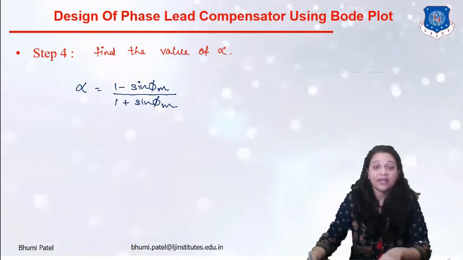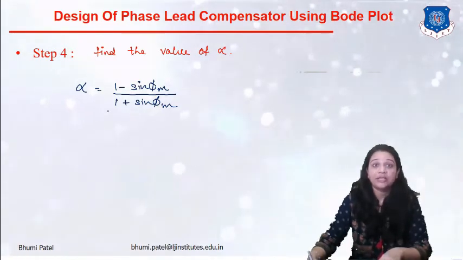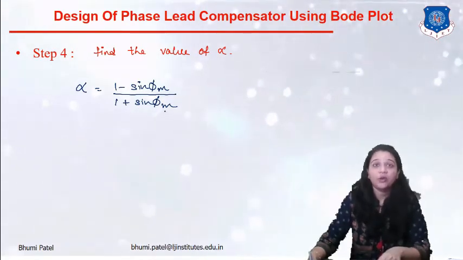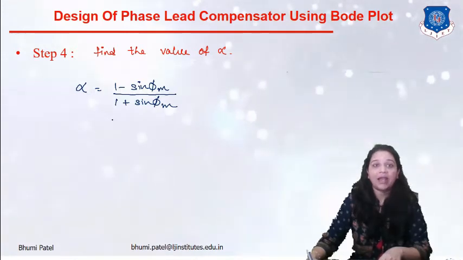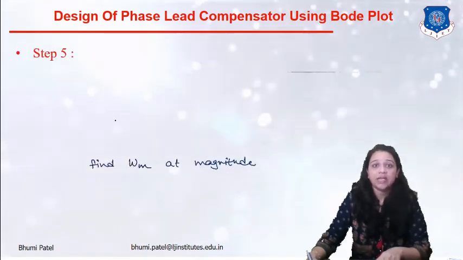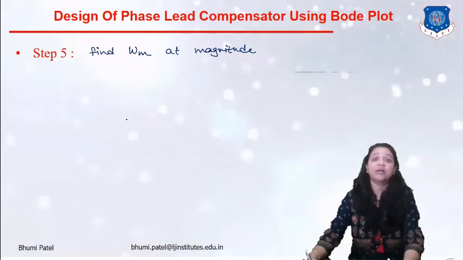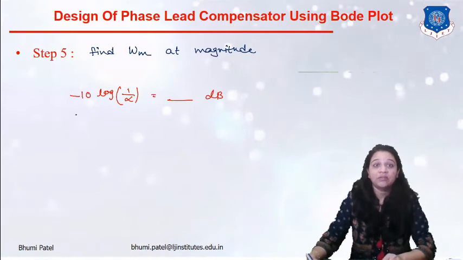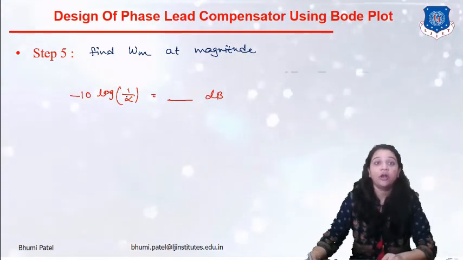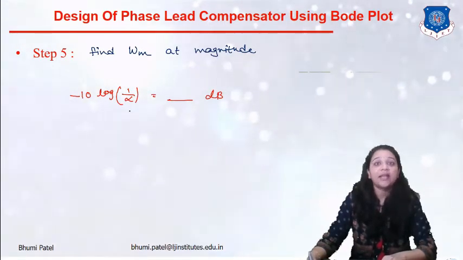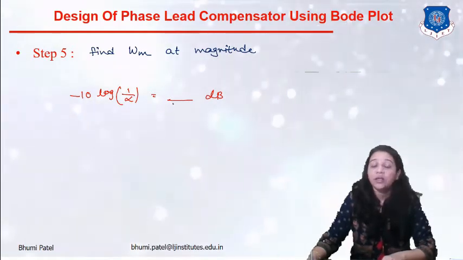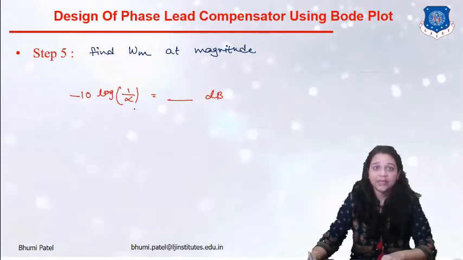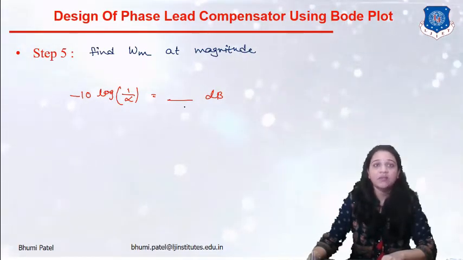Now what is phi m? It is the maximum angle, which we have to find in step number 3. Using the value of phi m, we have to find the value of alpha. Now step number 5 is to find the maximum angular frequency at the magnitude. The equation is minus 10 log 1 by alpha, and alpha we have to find in step number 4. So put the value of alpha in this equation and we can get this value.